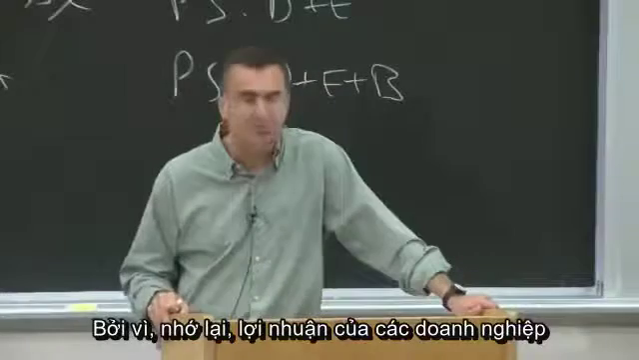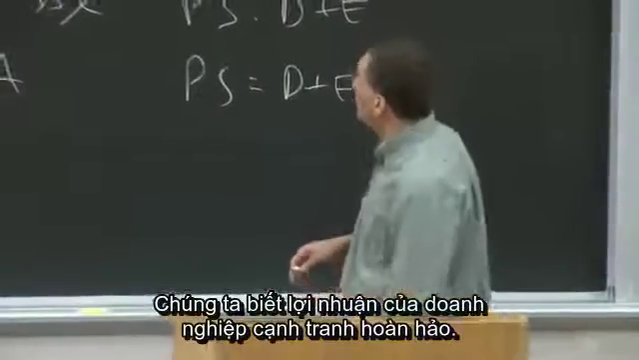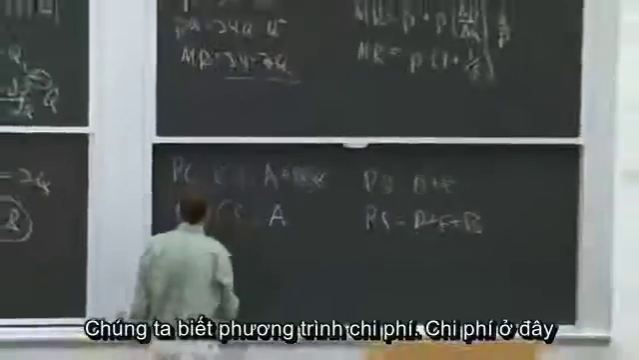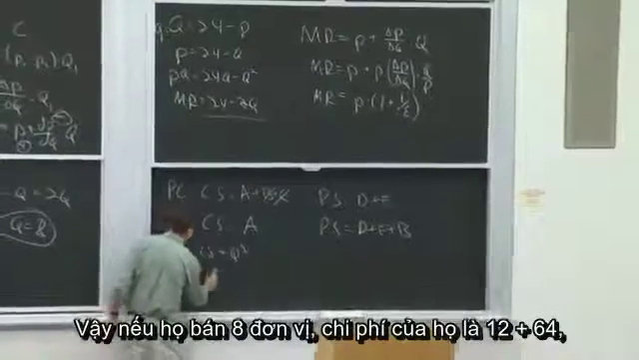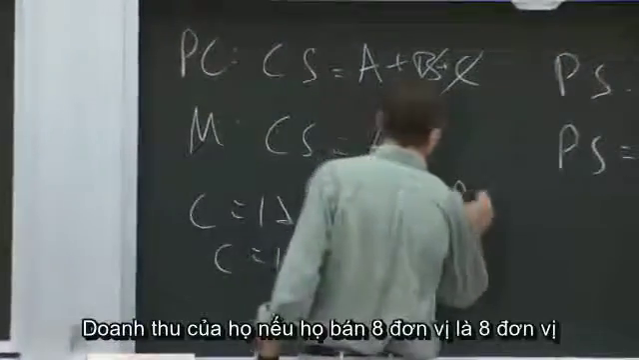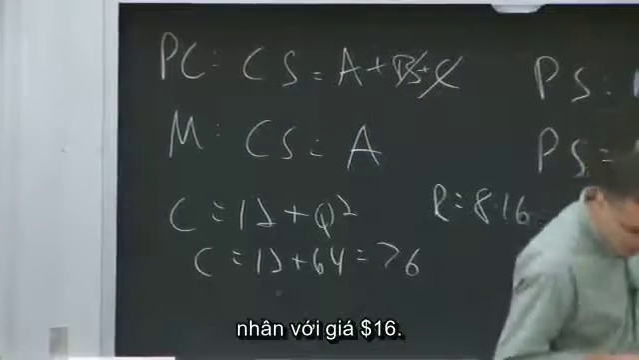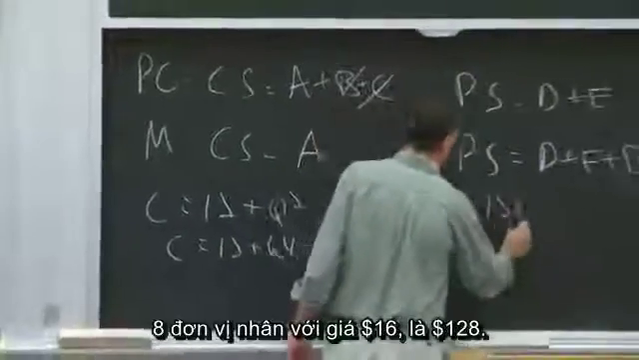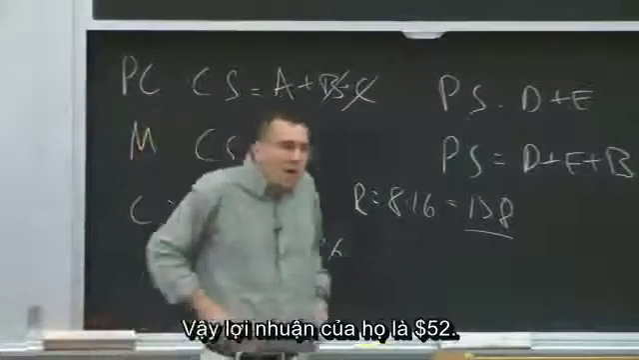Because remember, what are the profits for the perfectly competitive firm? We know the cost function here is 12 plus Q squared. So if they sell 8 units, their costs are 12 plus 64, which equals 76. Their revenues, if they sell 8 units, are 8 units times the price of 16, which is 128. So what are their profits? Their profits are 52.